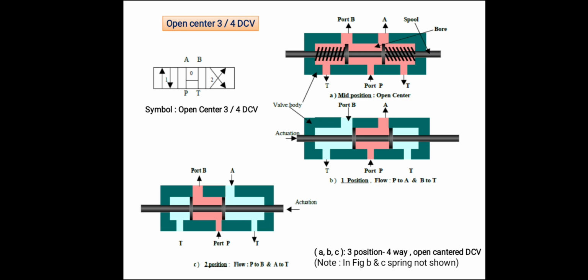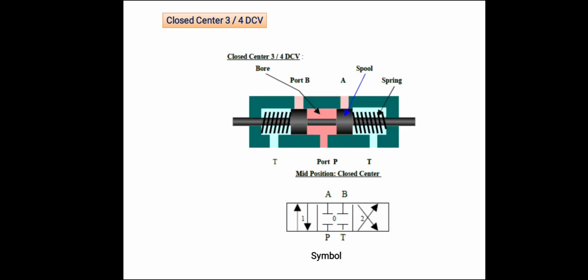So you can find this symbol of 3x4 DCV. Next is the closed center 3x4 DCV. Here it is. This figure shows the closed center 3 position 4-way DCV. In its center position, the working of the valve is similar to the open center direction control valve, and in the actuated position the port connection is identical.